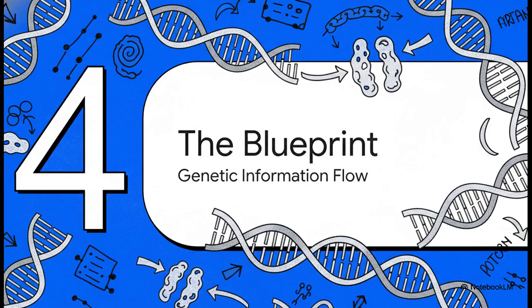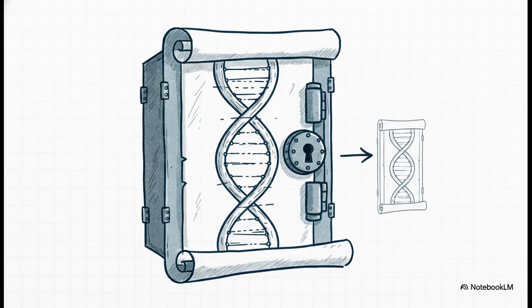All this amazing machinery needs a script, right? A set of instructions. And those instructions, of course, are written in the language of DNA. This incredible molecule is the master blueprint for life. It's this super stable double helix archive that holds all the information needed, not just to build an organism, but to keep it running and to pass that information on to the next generation.